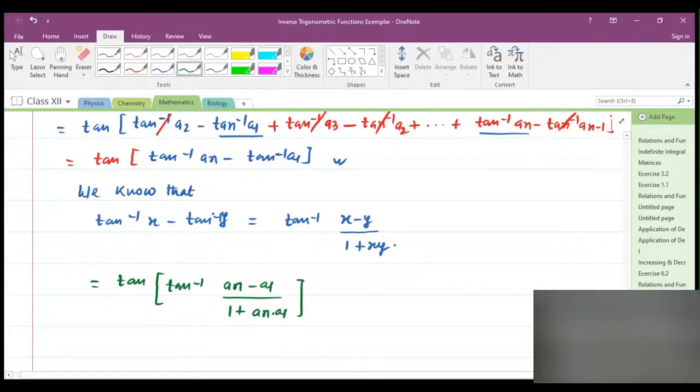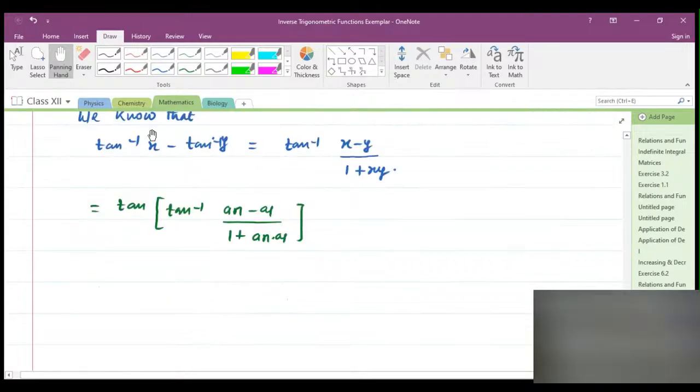Hope that there is no problem to understand up to this step. Again, we know that tan of tan inverse equals this one. So we write down here equal to An minus A1 by 1 plus An into A1. Hope that there is no problem to understand up to this step. So this one will be the answer.